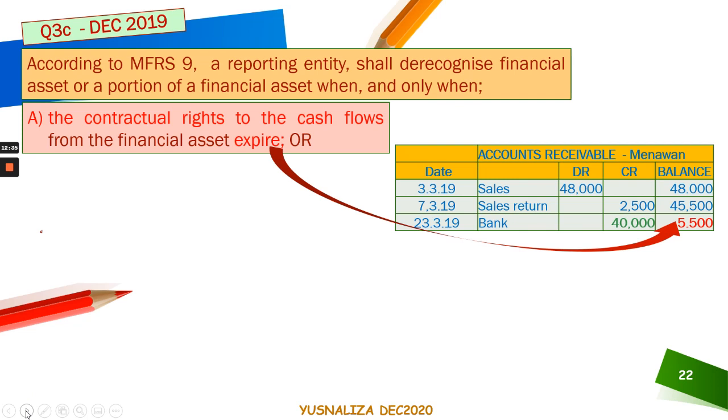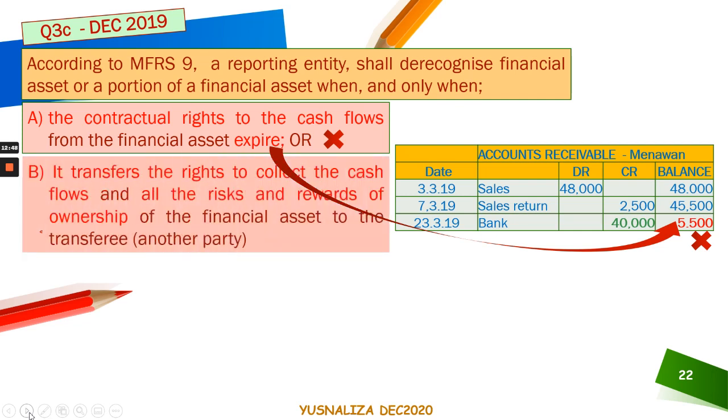So if you compare this, does it expire? That's the issue. The answer is no. Why no? Because there is still some remaining balance there. So you cannot derecognize. So that was already clear.